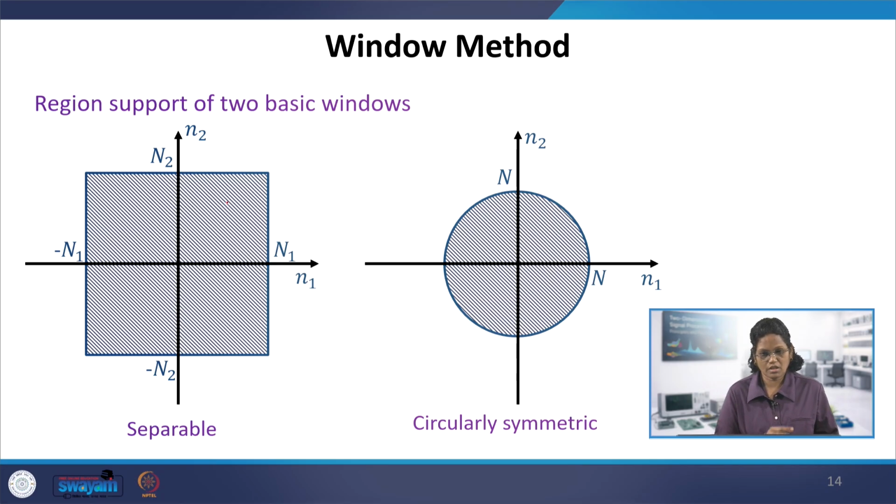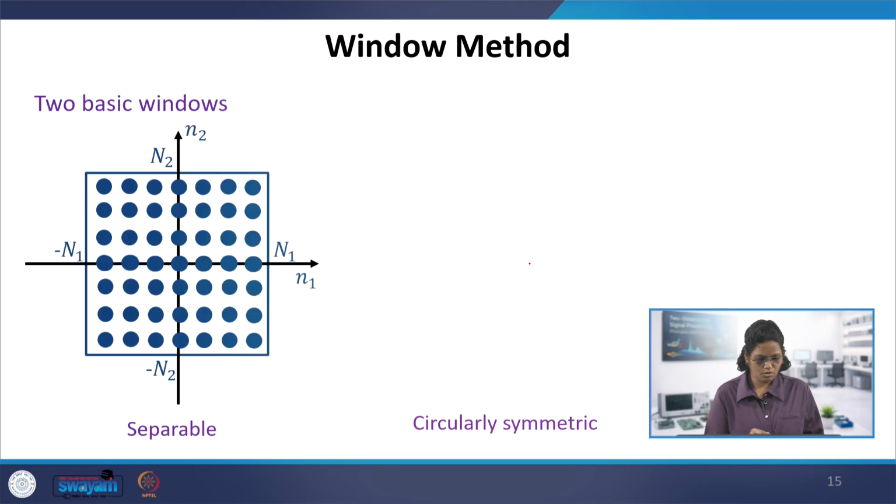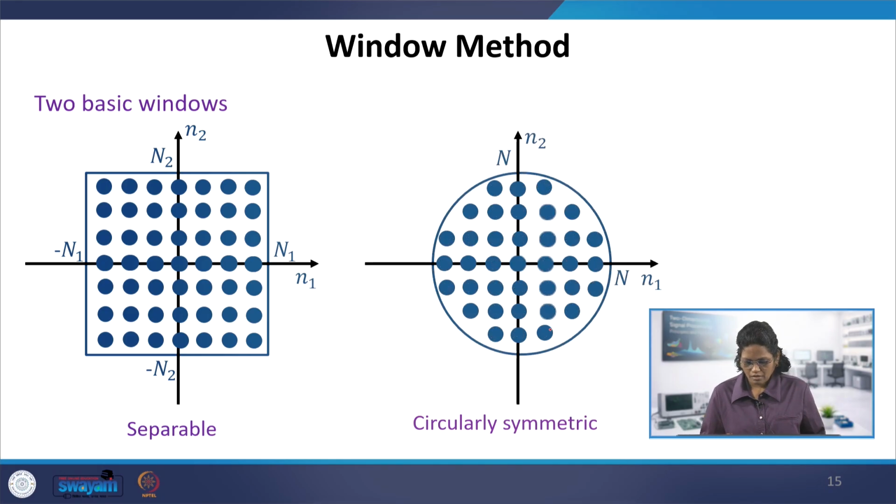In the previous case we observed the frequency response, that is in the frequency domain, omega 1 and omega 2. This is the window function which has this region of support. Otherwise we can say the separable window will have samples like this, N1 and N2. This is going to be a 7 by 7 window, N1 cross N2 being 7 by 7. The circularly symmetric window will have N in this fashion, so it will have a circular pattern. The samples will be in a circular pattern. That's the difference between the circularly symmetric and the separable window functions.